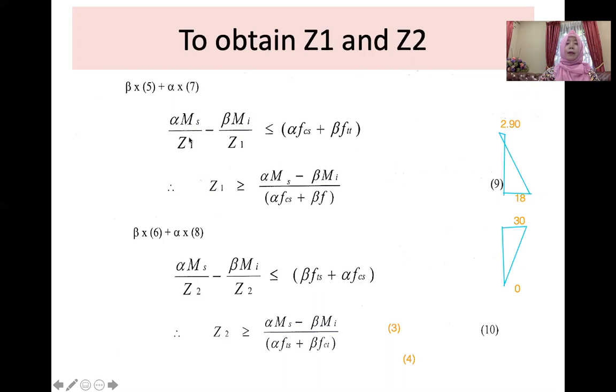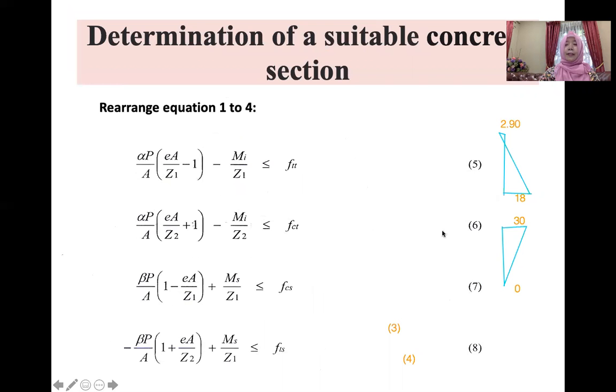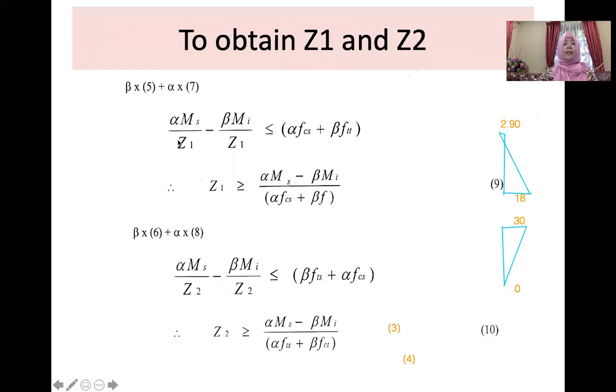So from 5 and 7, in 5 we have Z1 and in 7 we also have Z1, but we have alpha and we have beta. To eliminate one of them, we multiply here by beta and here by alpha. So we can get the value of Z1, which we call equation 9. And Z2 will be obtained by multiplying equation 6 by beta and equation 8 by alpha, so we can eliminate Z1. Therefore, we have the Z2 here.